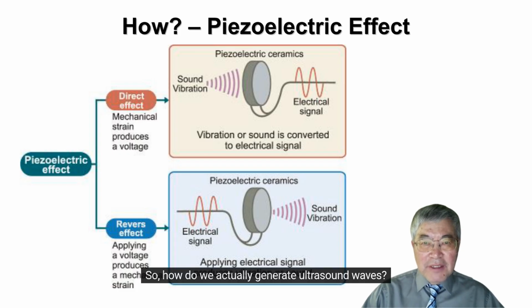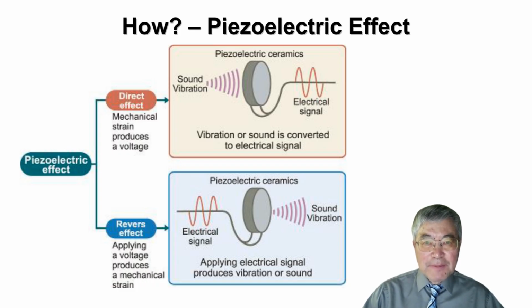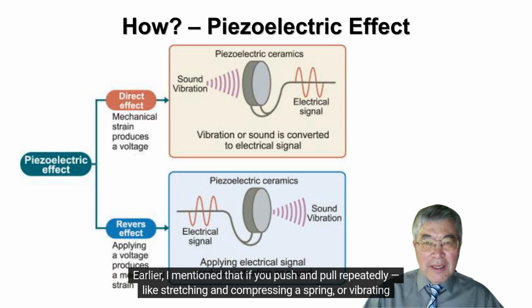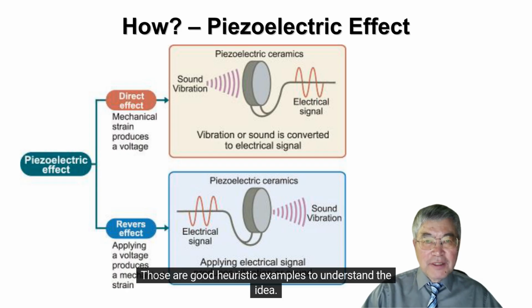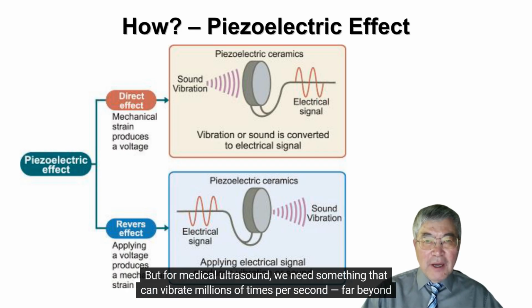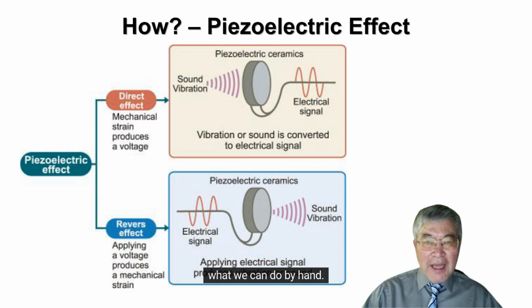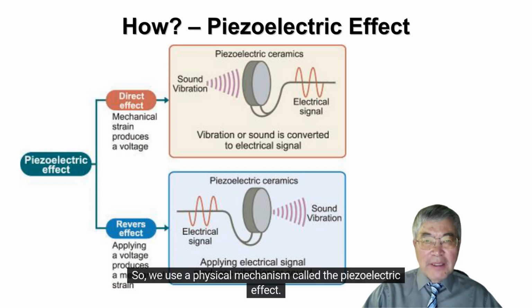So, how do we actually generate ultrasound waves? Earlier, I mentioned that if you push and pull repeatedly, like stretching and compressing a spring or vibrating a rope, you can generate waves. Those are good heuristic examples to understand the idea. But for medical ultrasound, we need something that can vibrate millions of times per second, far beyond what we can do by hand. So, we use a physical mechanism called the piezoelectric effect.